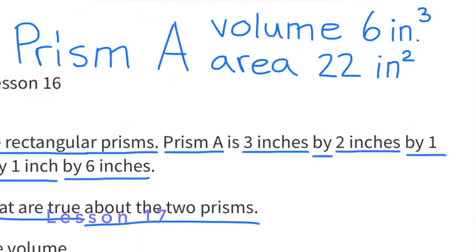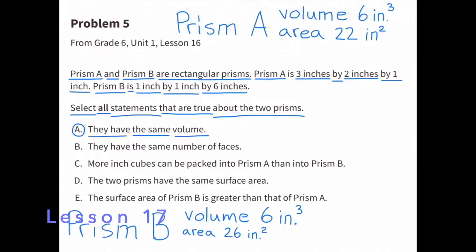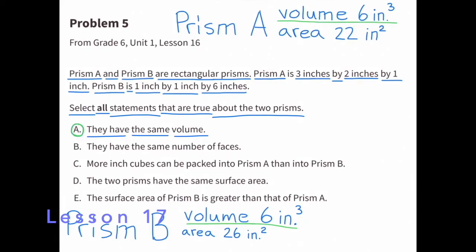Prism A has a volume of 6 inches cubed and an area of 22 inches squared. Prism B has a volume of 6 inches cubed and an area of 26 inches squared. A. They have the same volume. Well, their volumes are both 6 inches cubed, so that's true. They have the same volume.